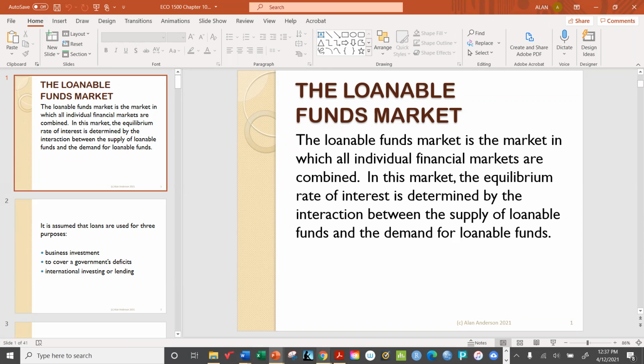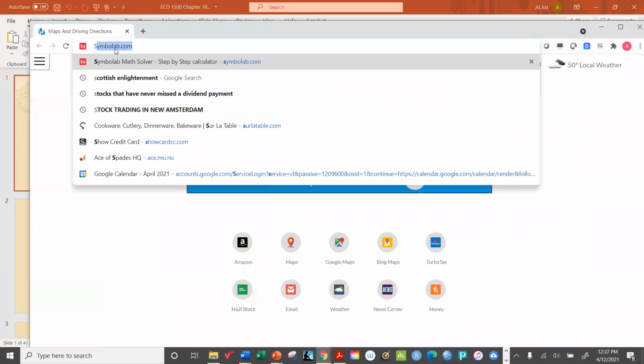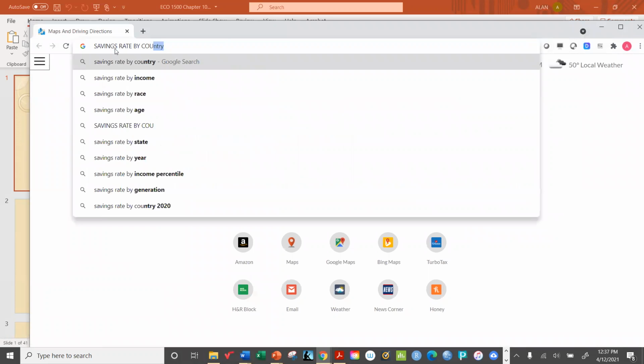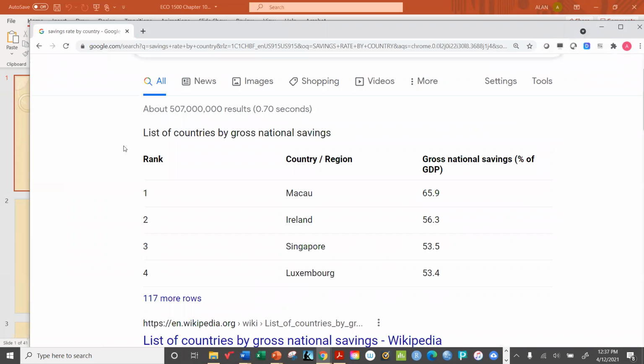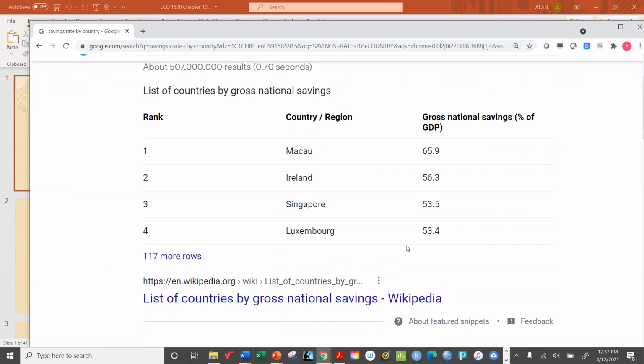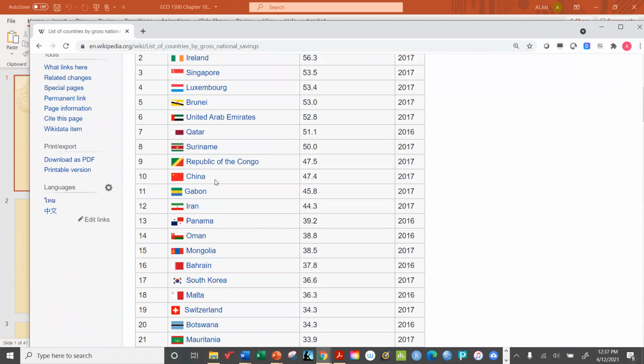In fact, just out of curiosity, maybe we can find a table here that tells us what kind of savings rate. Oh, here we go. Now look at some of these countries. Ireland, 56.3. Singapore, Luxembourg. Let's see where the US stands. I bet we're at the bottom. There's China.